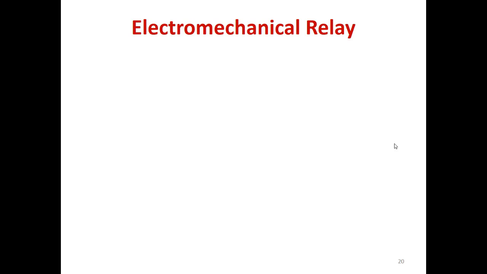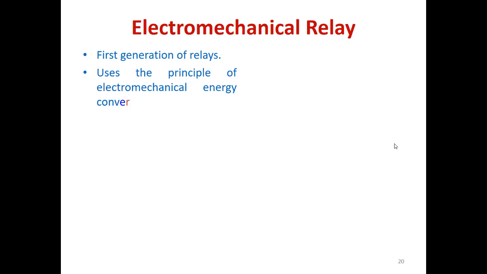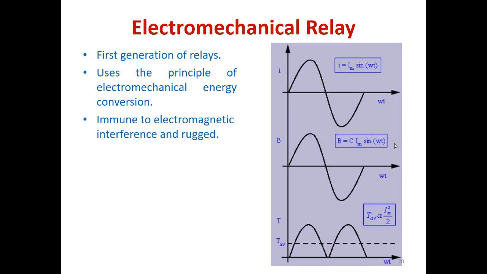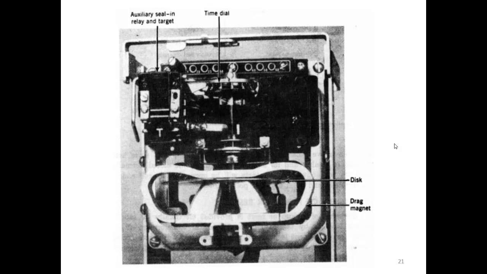So let us see the electromechanical relay. It is the first generation of relay, and it uses the principle of electromechanical energy conversion. It is immune to electromagnetic interference and rugged. You can see here the very classical electromechanical relay.